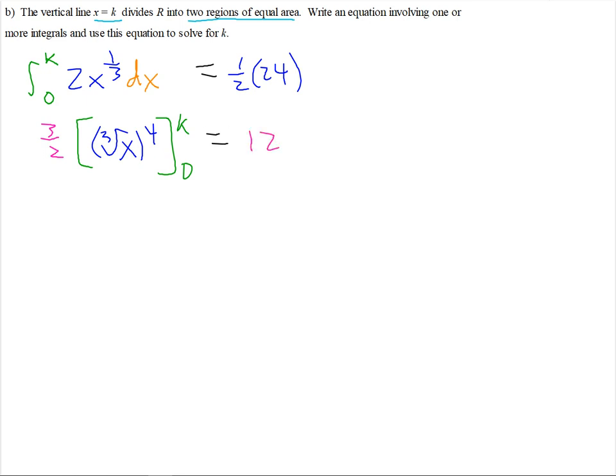So then what you can do to solve this for k, well, first let's substitute in here. So we'll have 3/2. You substitute in the k, so we'd end up with the cube root of k to the 4th, minus when you substitute in 0, it's just 0, equals 12. And then to solve from here, you could divide by 3/2, but that's the same as multiplying by the reciprocal, 2/3.